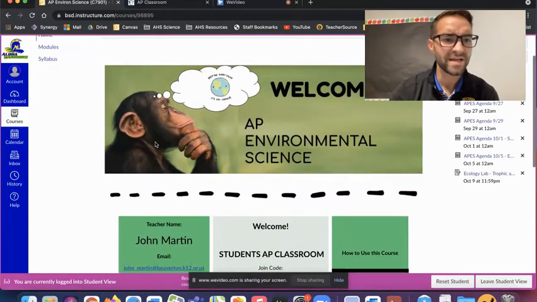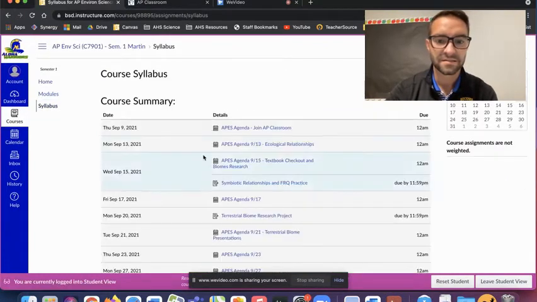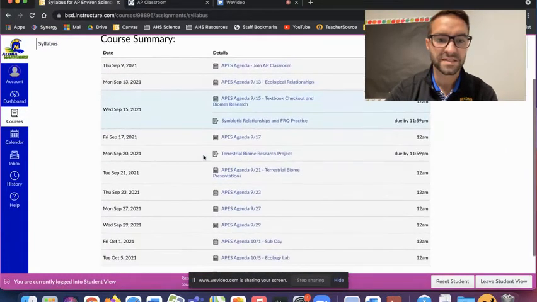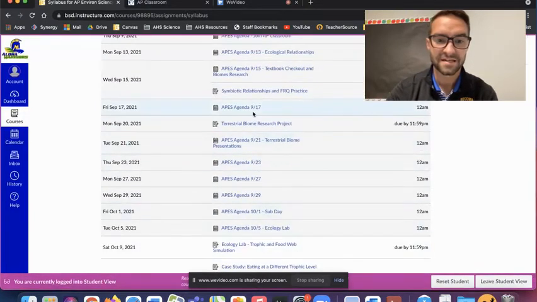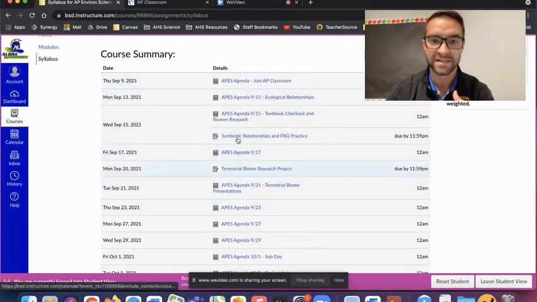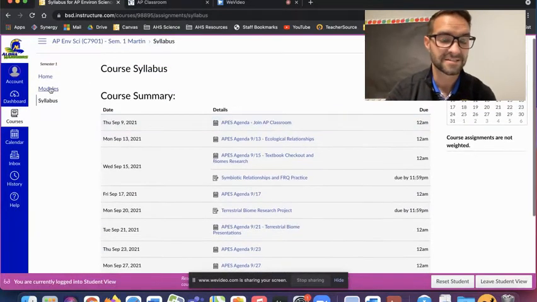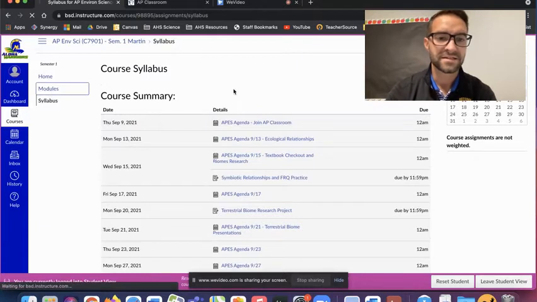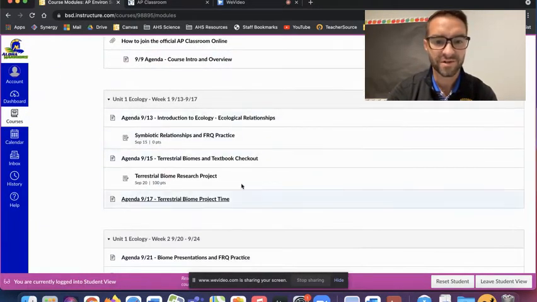I've also put this, similarly, through the syllabus. You can see a running list of what we're doing. But this AP Classroom is really the best place for getting an overview of the class. Next, I'd like to show you modules. And you'll see here, I've broken it up by week.